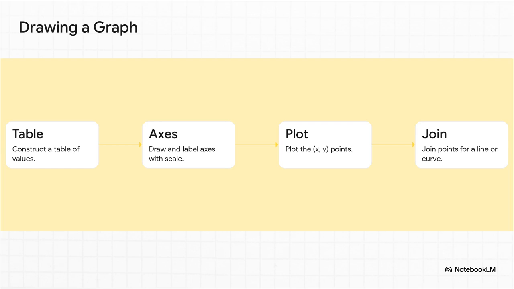Step 1. Construct a table of values. Step 2. Draw and label your axes using the correct scale. Step 3. Plot your ordered x and y points. And step 4. Join those points to form either a straight line or a smooth curve, depending on whatever function type you have.